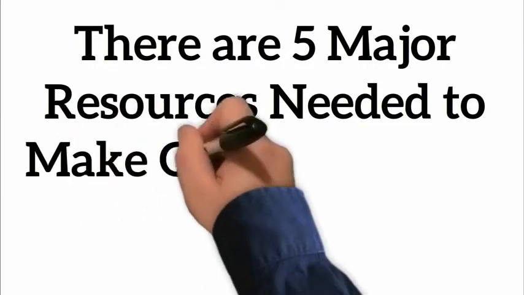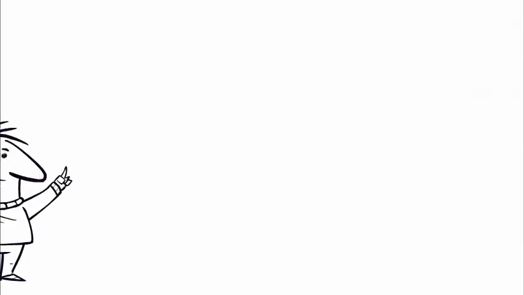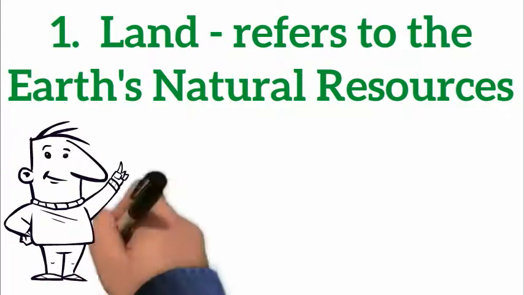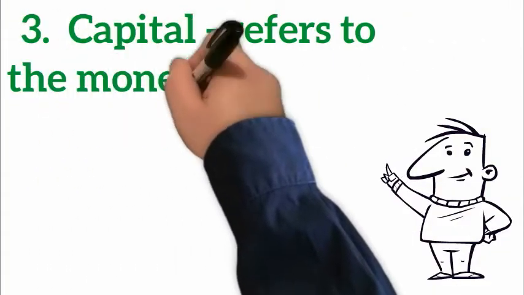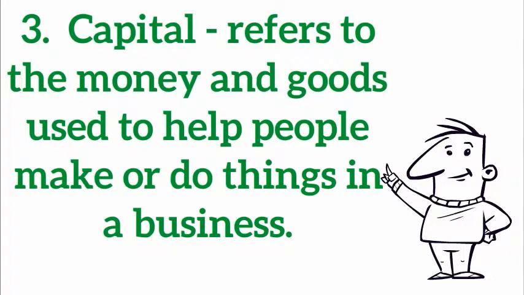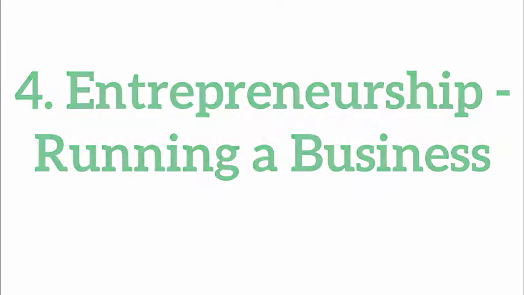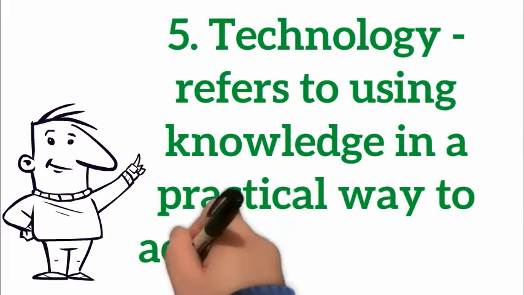There are five major resources needed to make goods and offer services. One, land, refers to the earth's natural resources. Two, labor, refers to the workforce. Three, capital, refers to the money and goods used to help people make or do things in a business. Four, entrepreneurship, running a business. Five, technology, refers to using knowledge in a practical way to accomplish a task.